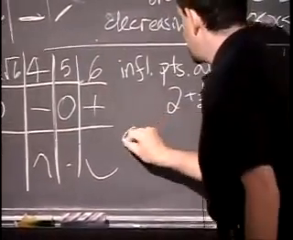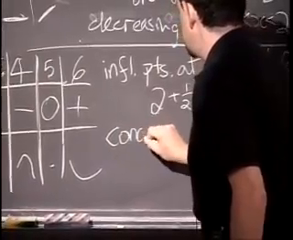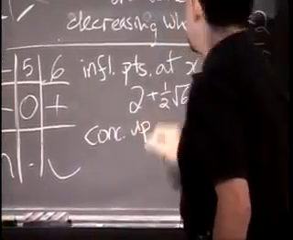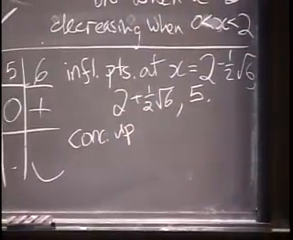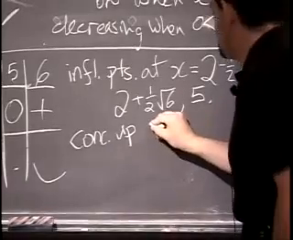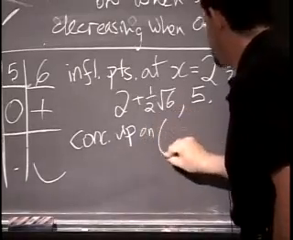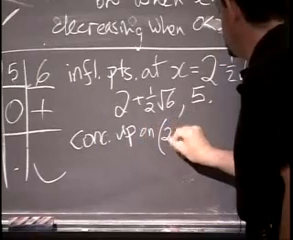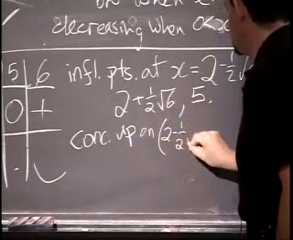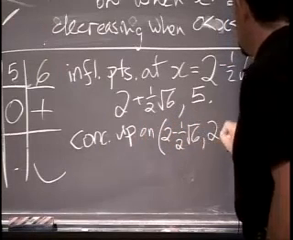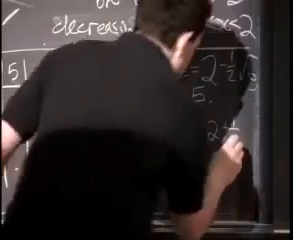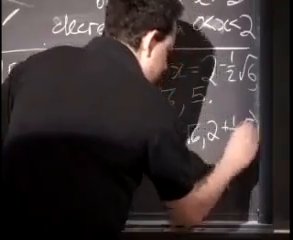So I'm going to write conc up to mean concave up, and I'm going to use the interval notation so I can squish it in this little space. It's concave up on, well, 2 minus a half root 6 to 2 plus a half root 6.